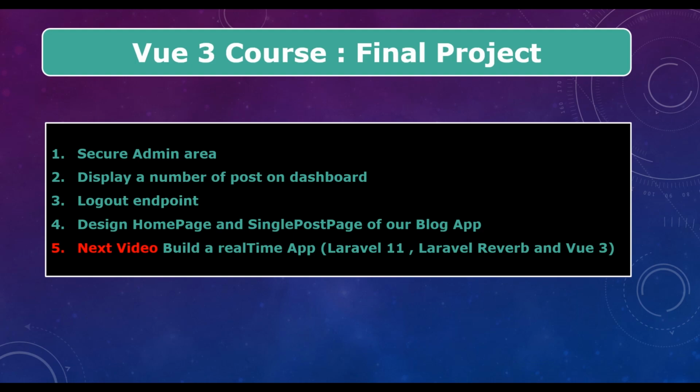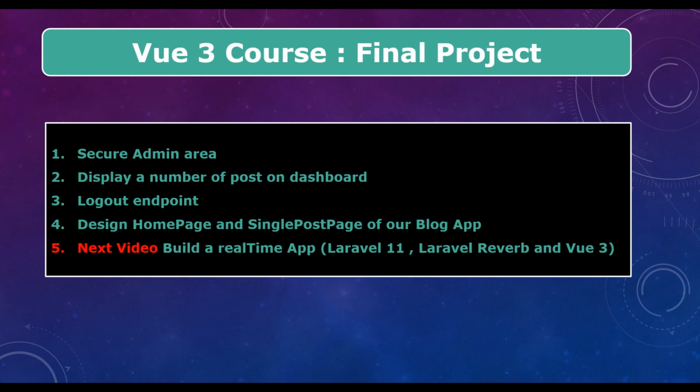In today's video, I'm going to continue where we left off in the previous video about our final project. We're going to get started with securing our admin area and display the number of posts that we have created on the dashboard. We are going to interact with a logout endpoint. If we just hit this endpoint, we are going to redirect the user to the login page. And then the user can provide again his name and email so that he can get access to the admin area. But also we are going to design the home page and the single post page of our blog app.